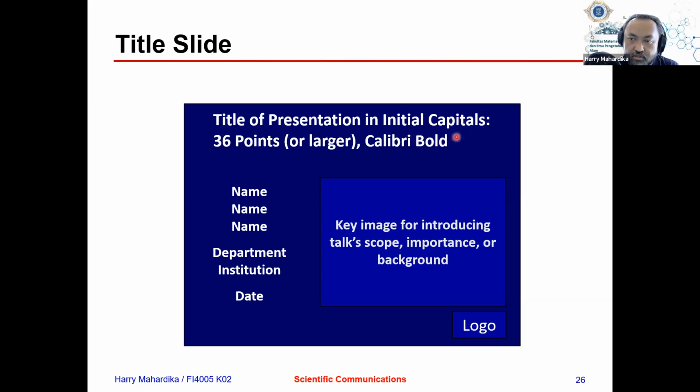Is to put the title of your presentation and then your name, department, institution, the date of the presentation, and then the logo. Sometimes a scientific meeting has their own logos that you need to add on your slides. And then here is the key image for introducing the talk, or the most important figure of your presentation. You could also put it this way.